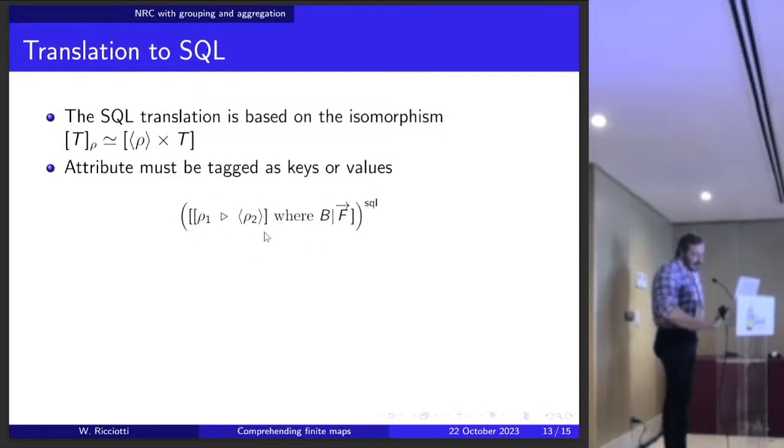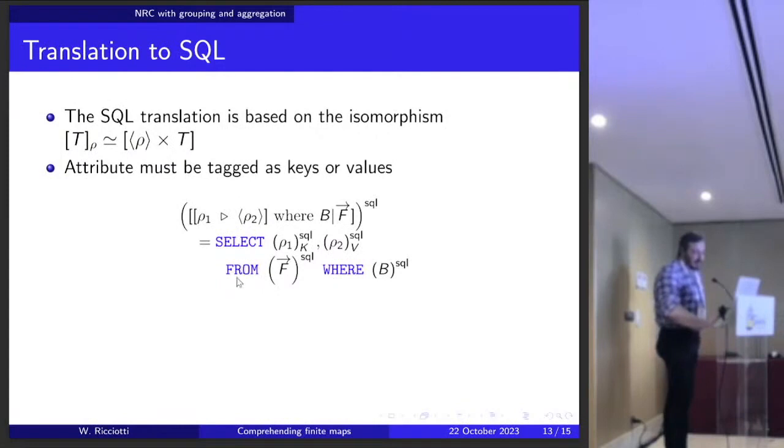This is the main case actually, where we want to translate a comprehension with a head that is a singleton with a key value pair. And that means that we can simply translate it to a select from statement as long as we tag the row 1 attributes, which are keys, as keys, and the row 2 attributes as values.